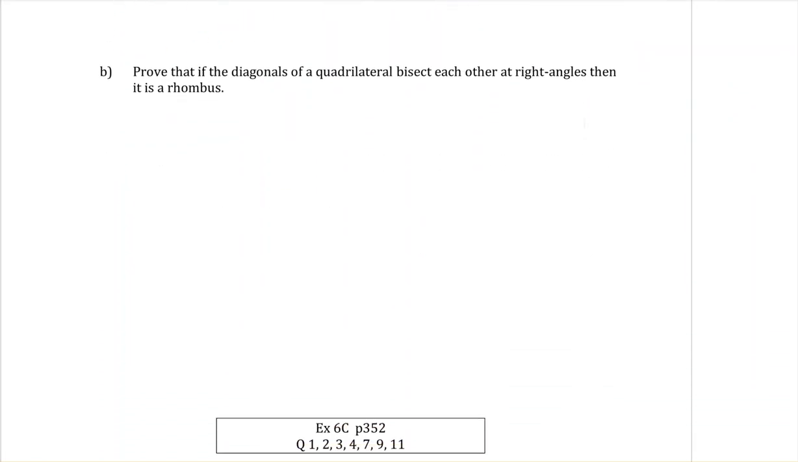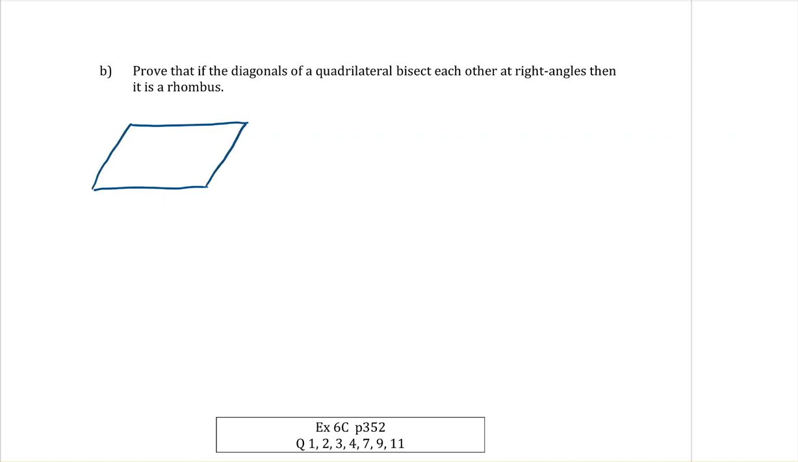Okay, one last question. Prove that if the diagonals of a quadrilateral bisect each other at right angles, then it is a rhombus. Okay, so I'm going to draw a quadrilateral here. Now we're expecting it to be a rhombus, so I'm going to draw one that looks a bit more like a rhombus. Actually, let's make that a little bit shorter.